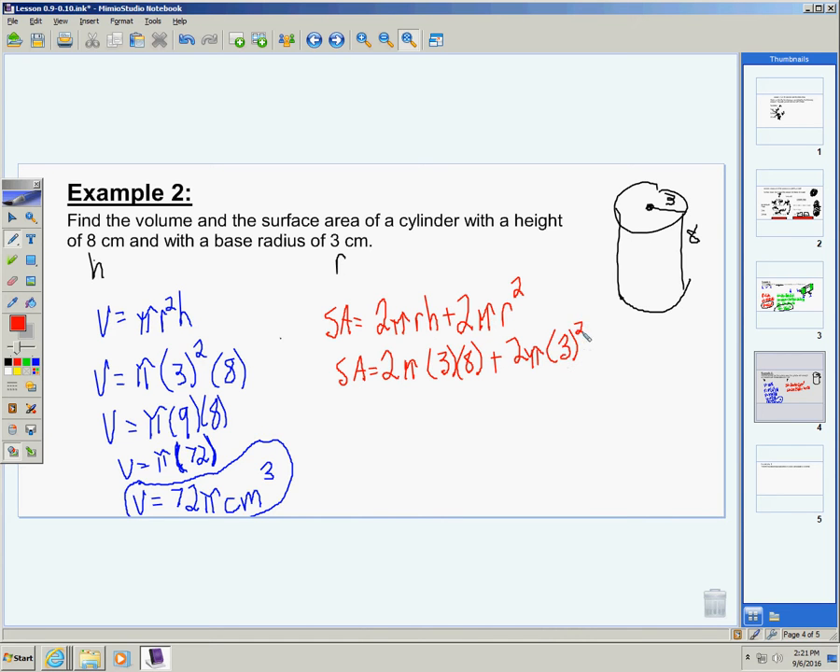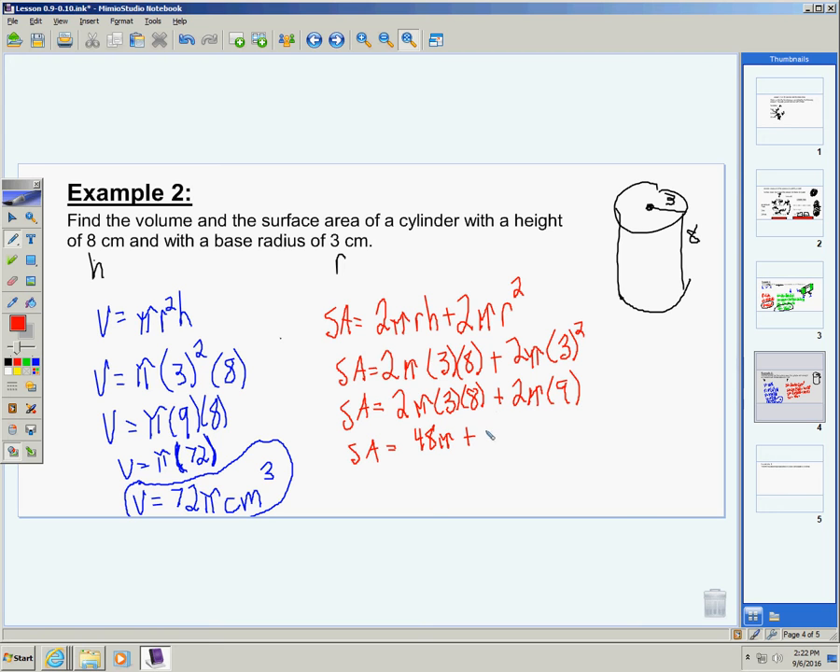Now I just have to evaluate these. I'm going to do my exponent first, so I get 2 times pi times 3 times 8 plus 2 times pi times 3 squared, which is 9. Now I'm going to do all my multiplication at once. Hopefully this doesn't confuse you. If it does and you want to show more steps in this, you're more than welcome to. You don't need to. So I've got 2 pi times 3, which is 6 pi times 8, which gives me 48 pi. Just multiplying together all the numbers, 2 times 3 times 8, plus 2 pi times 9. 2 times 9 is 18, so I would get 18 pi.